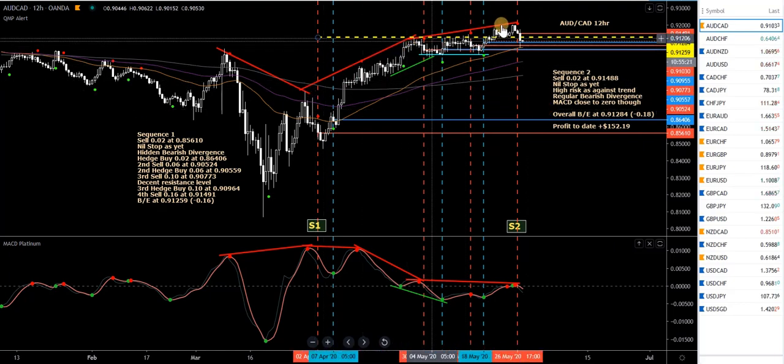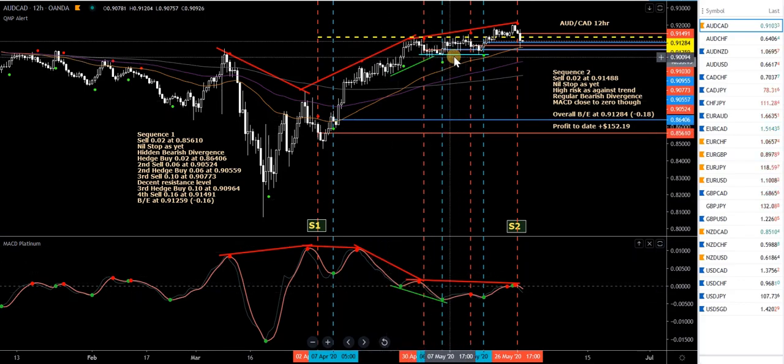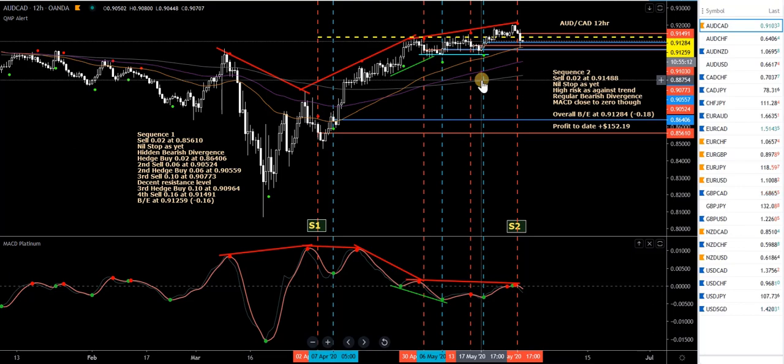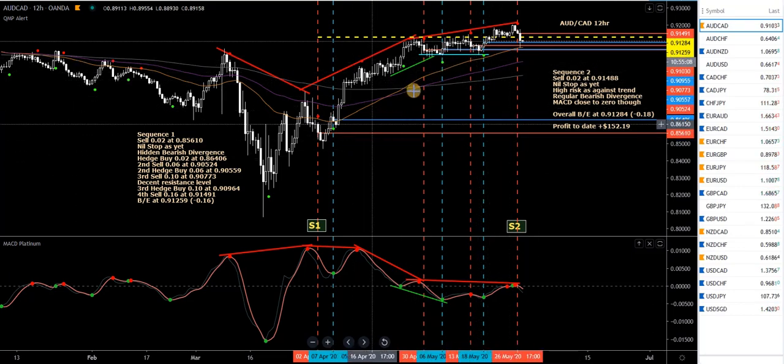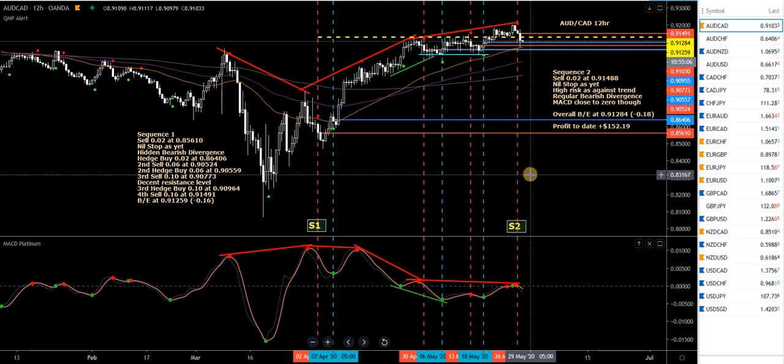Any red trend lines you see are bearish divergence. Any green trend lines you see are bullish divergence. Any blue trend lines are something that interests me, like a resistance level, support level, or just a nice trend line or something like that.